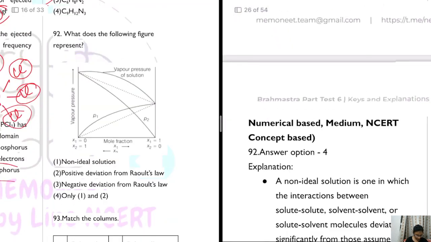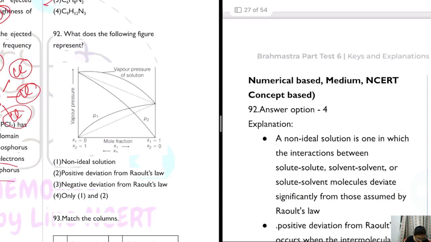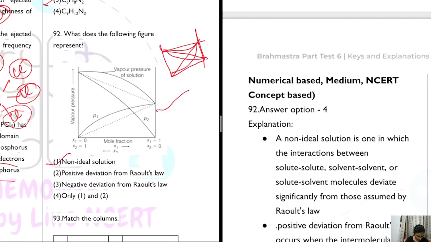What does the following figure represent? See, what is the diagram for an ideal solution? It would be this. If it is negative deviation, then we have this. If it is positive deviation, we have this. So it is non-ideal with positive deviation. So it is 1 and 4.